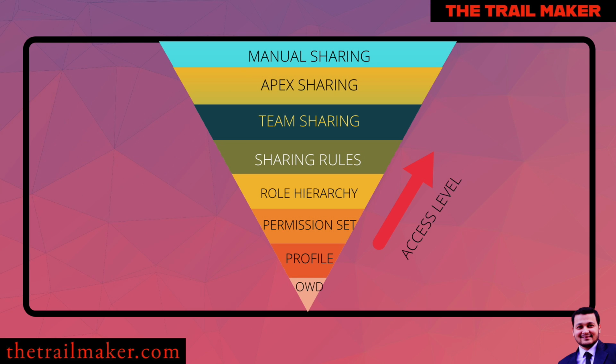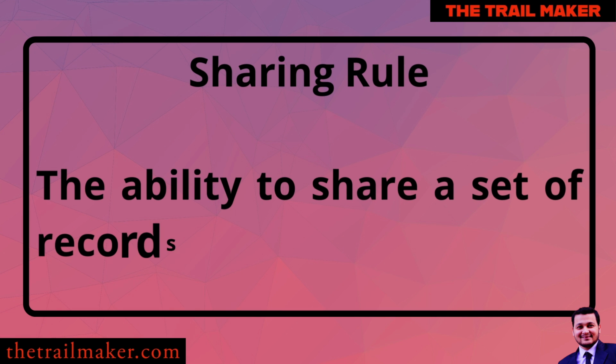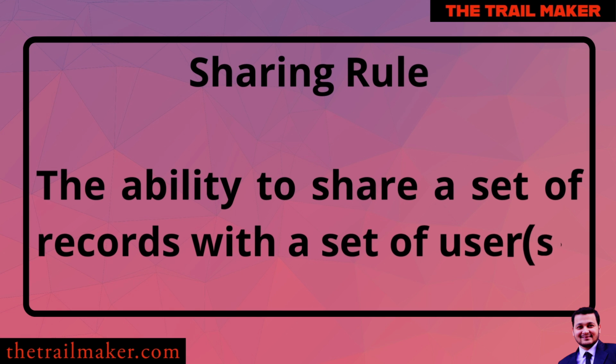We are going to talk about sharing rules. Sharing rules are primarily of two types: criteria based sharing and owner based sharing. When we say sharing, what we are trying to imply here is that we are sharing the record with other users, or we want to share certain records with a certain set of users.